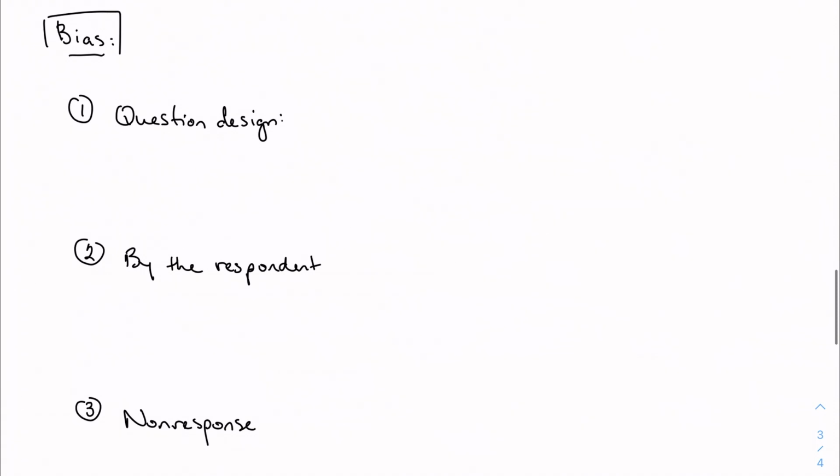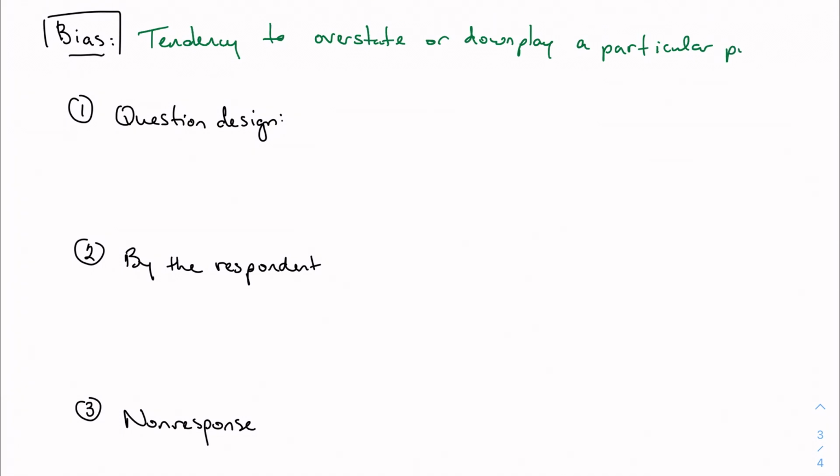Well, as I mentioned, some of these might show what we call bias. And bias is a tendency to overstate or downplay, either way, a particular part of the population. Right, so for example, if I wanted to sample the whole student body, but I just talked to freshmen, right? Well, then I'm not talking to the juniors and the seniors and the sophomores.